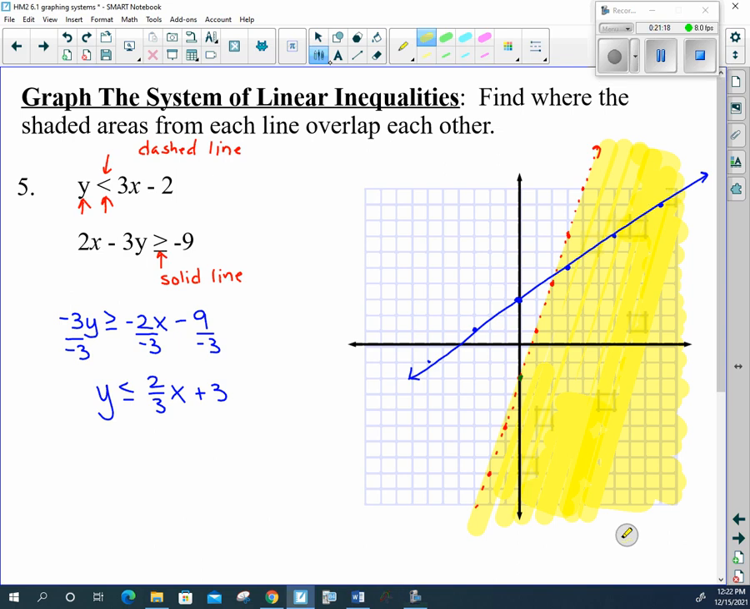So let's get a different highlighter here. I think I'll go with blue. So once again, I'm going to go right here where my line crosses the y-axis and it says y is less than. So less than would be below. So that means I would be shading everything below.